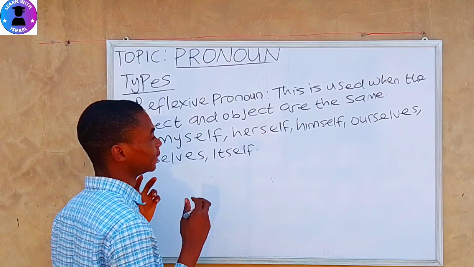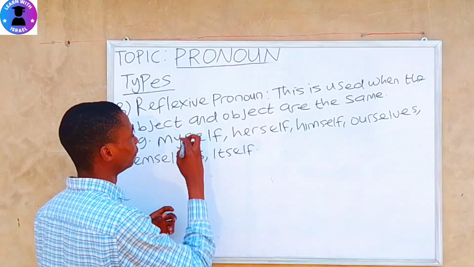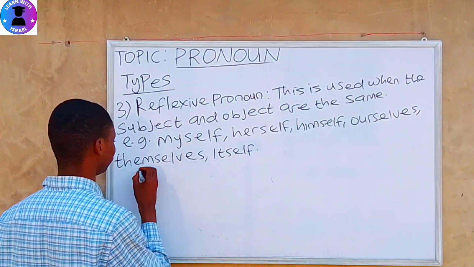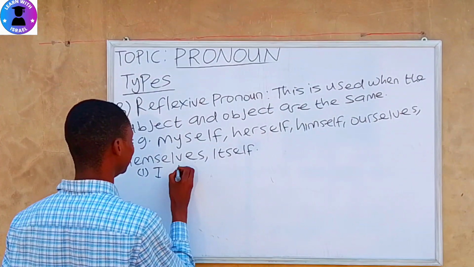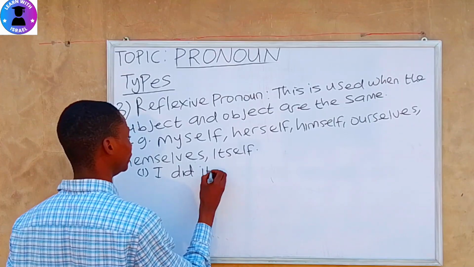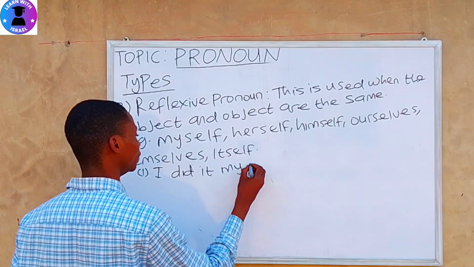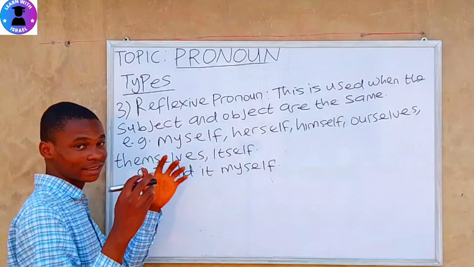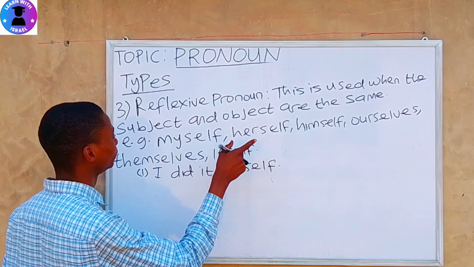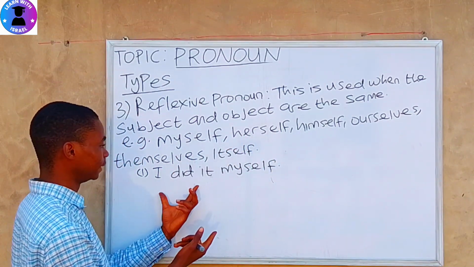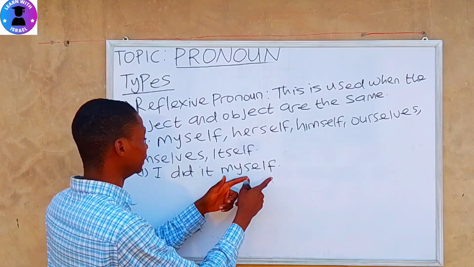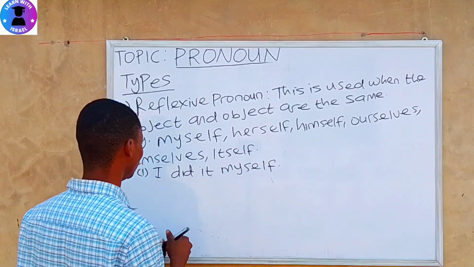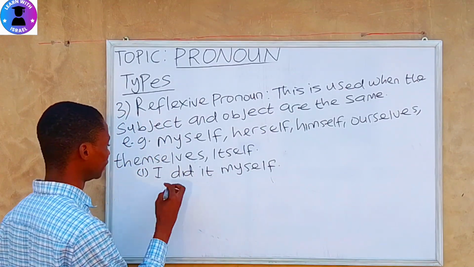So let's write out some examples under reflexive pronoun. I did it myself. This is used because reflexive pronoun is used when the object and subject are the same. You can see in the sentence, I did it myself. The object and the subject are the same.